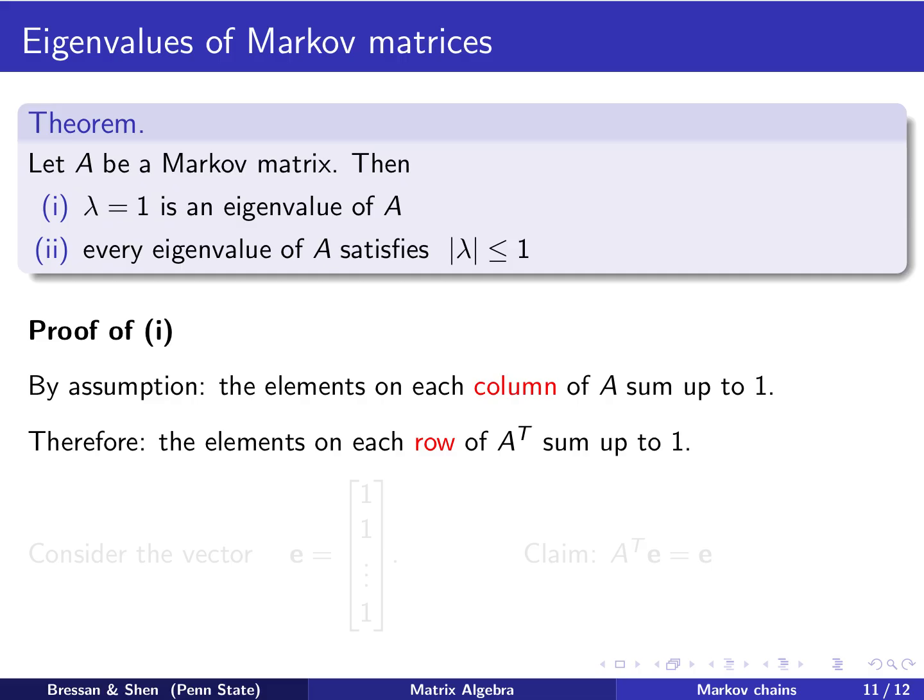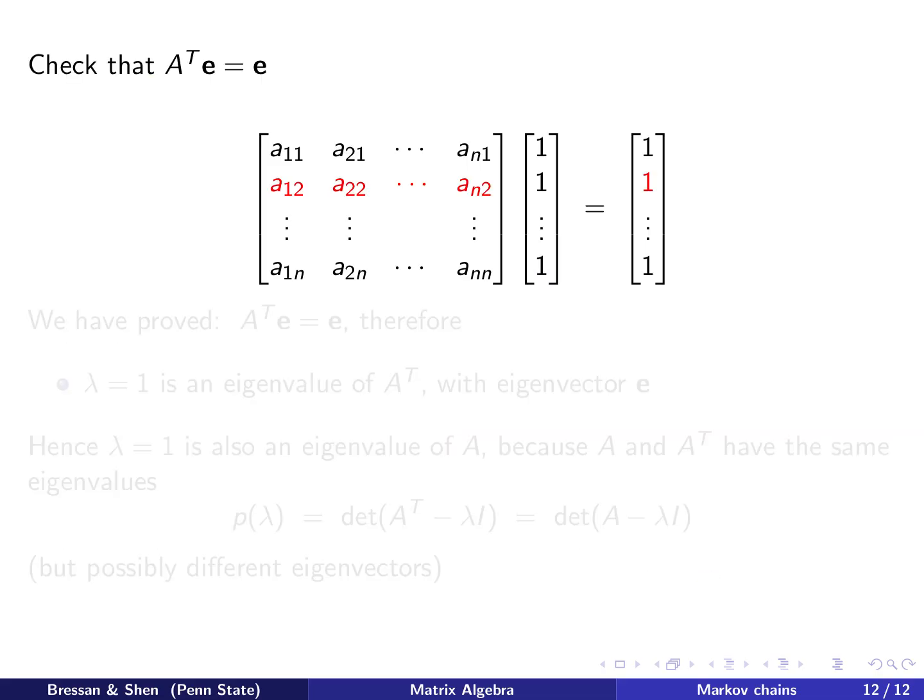We know by assumption the elements of each column of A add up to 1. And therefore, if we look at A transpose, then the elements on each row of A transpose add up to 1. Now we consider a vector E, which has 1 in all the entries. And then we claim that A transpose times E is E. Now let's check if this claim holds. So let's write out A transpose and multiply by E, which is a vector with all 1s.